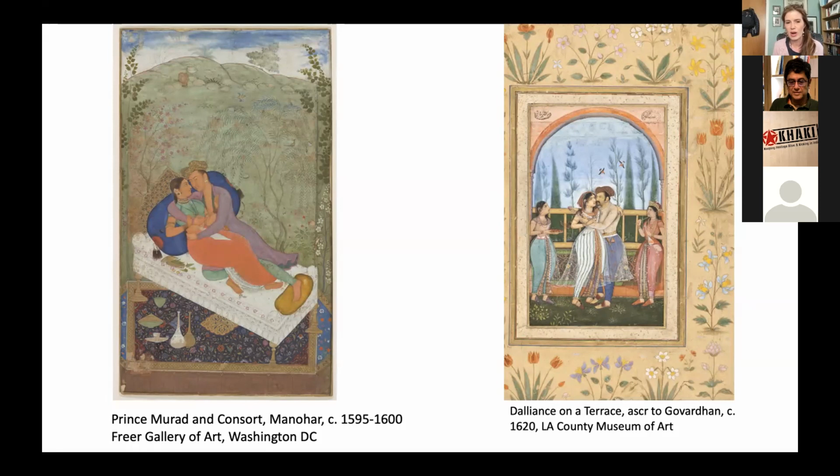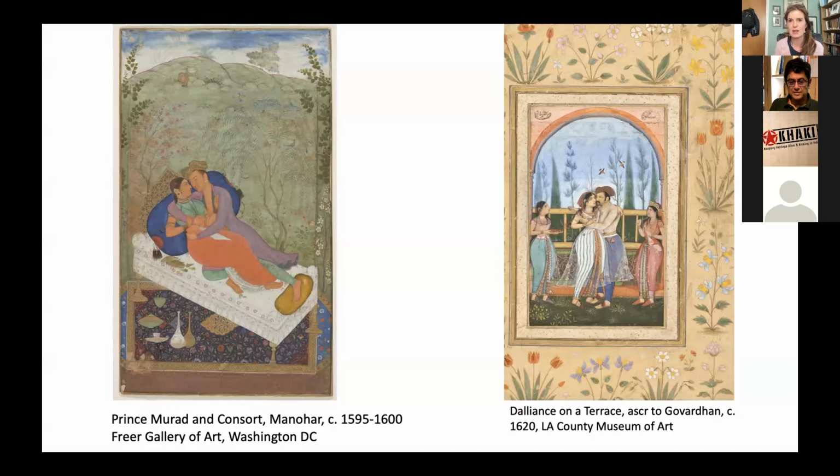We know that Manohar had a very close relationship to Prince Murad. They probably were born around the same time. They probably had known each other through their childhood. And in 1584, Murad was put in charge of all the Karkhanas. Abd as-Samad was his sort of right-hand man in doing that. And it's likely that around that time, Murad and Manohar came to know each other well.